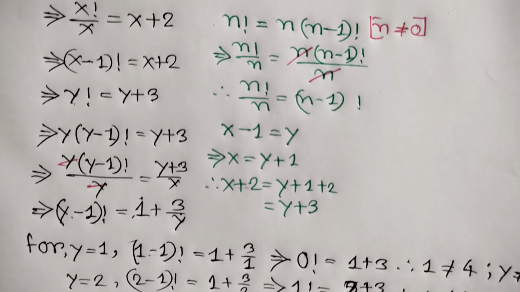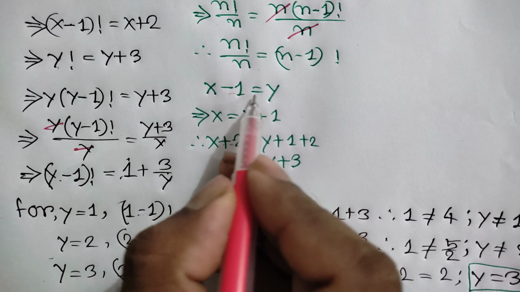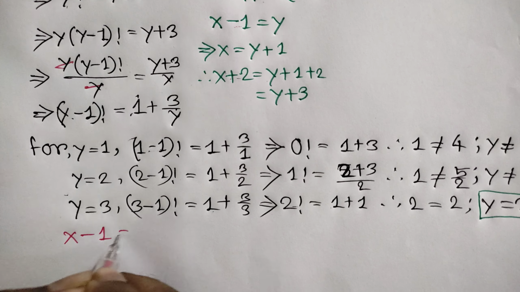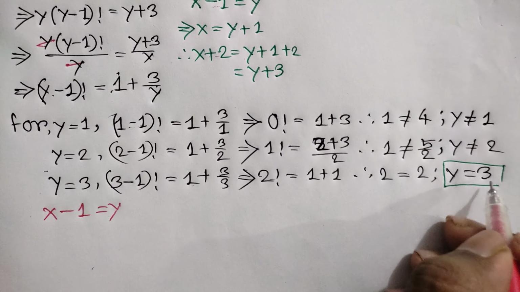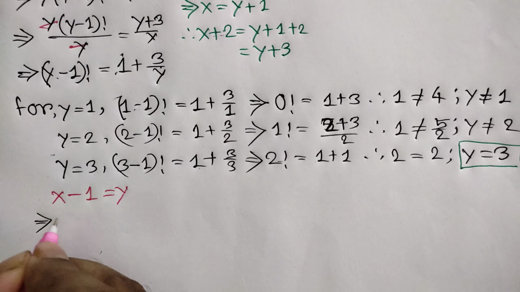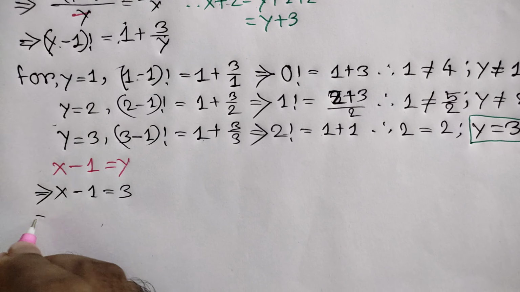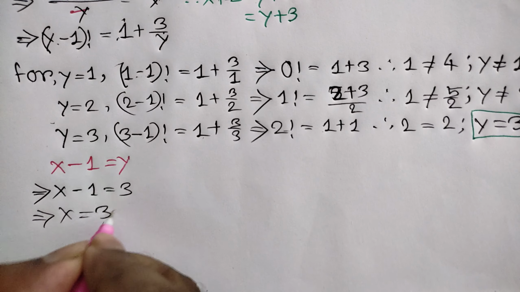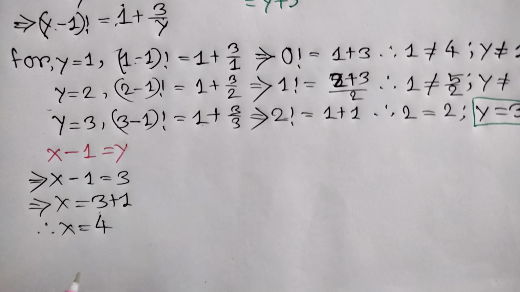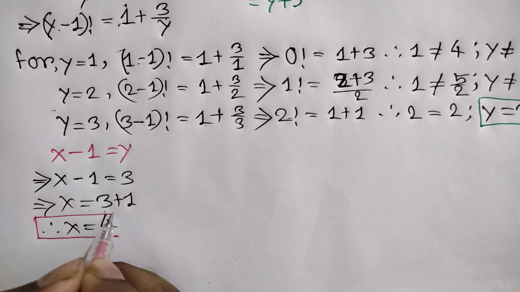Now recall the equation x minus 1 is equal to y. Here y is equal to 3. So we can write x minus 1 is equal to 3, or x is equal to 3 plus 1, so x is equal to 4. So our final answer is x is equal to 4.